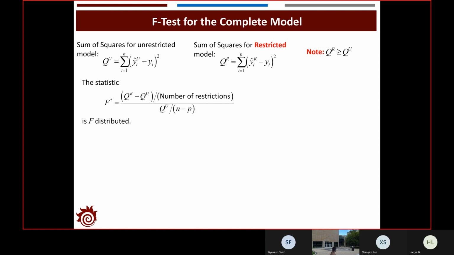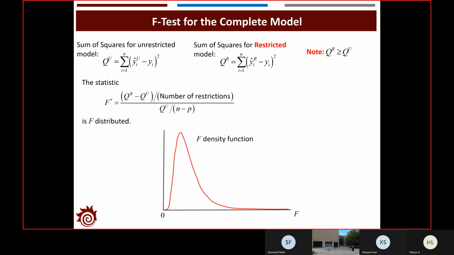With that, we can find the statistic, which is the F star. That is QR minus QU divided by the number of restrictions, which means how many variables you remove from the model, and divided by QU divided by n minus p. QU is the value from the unrestricted model, n is the number of observations, and p is the number of variables. This statistic follows an F distribution.